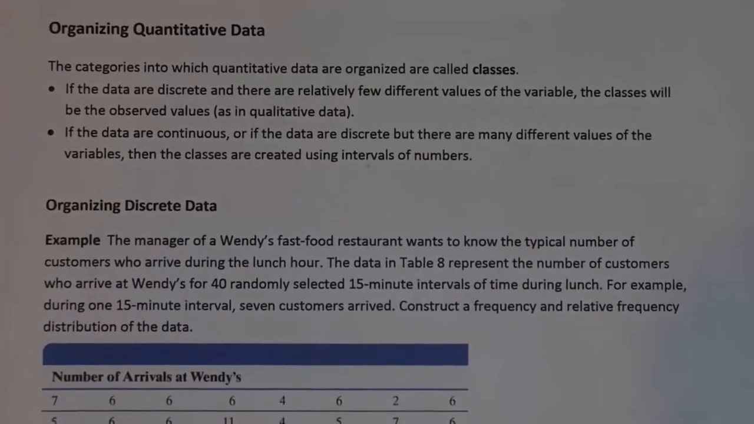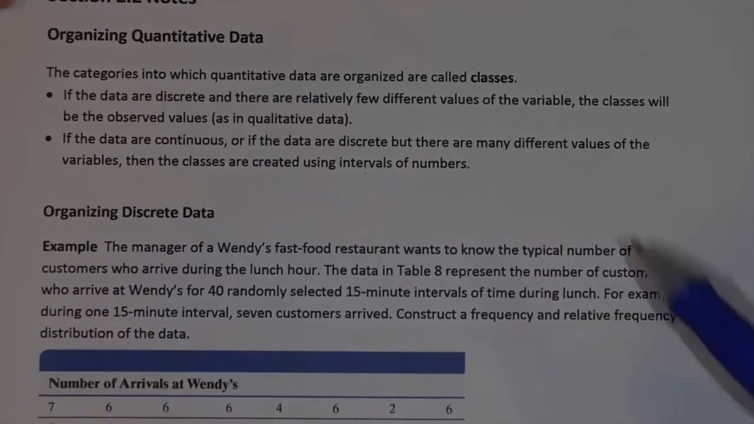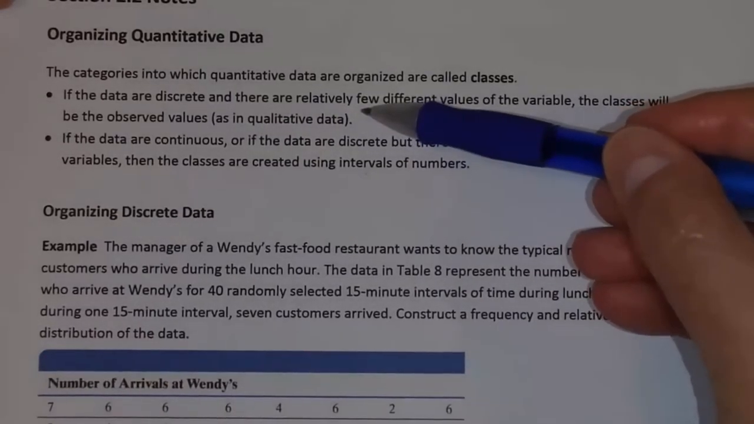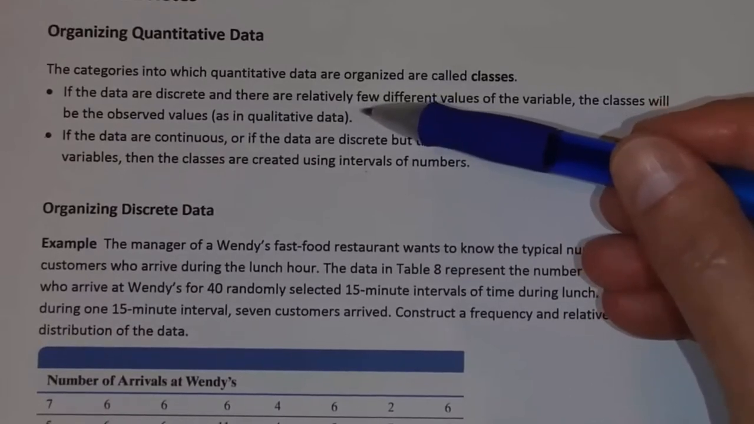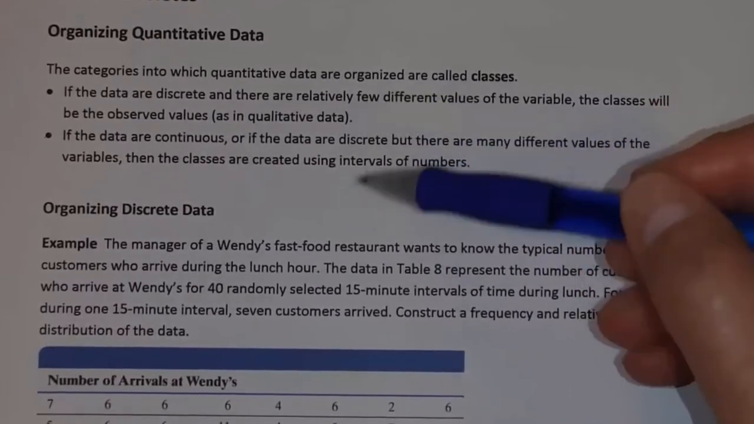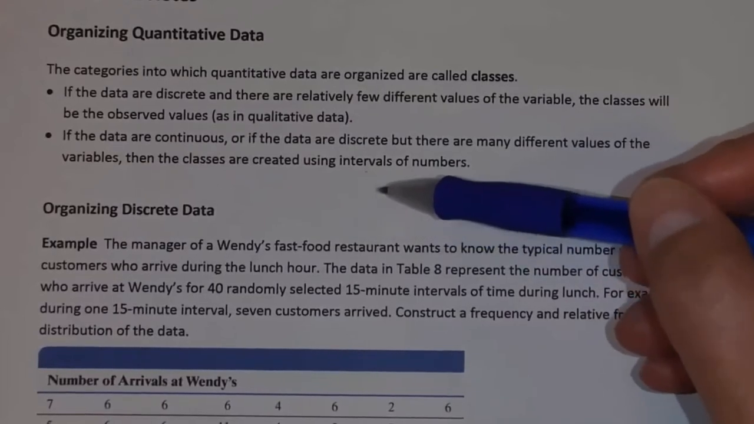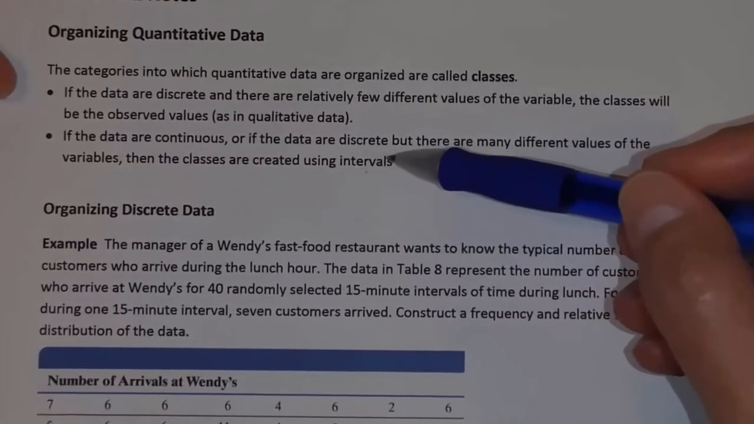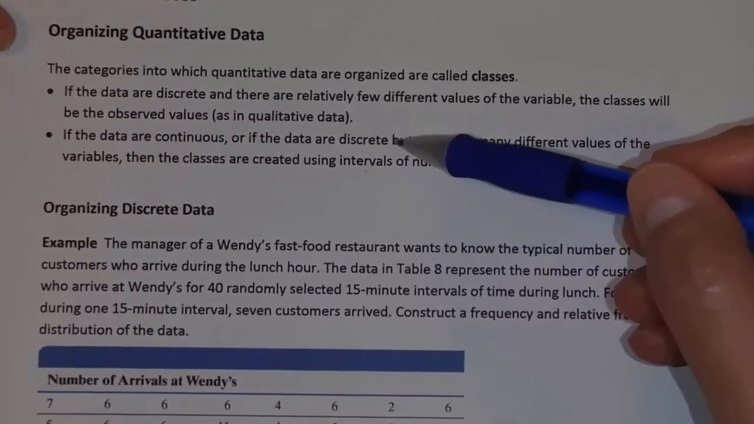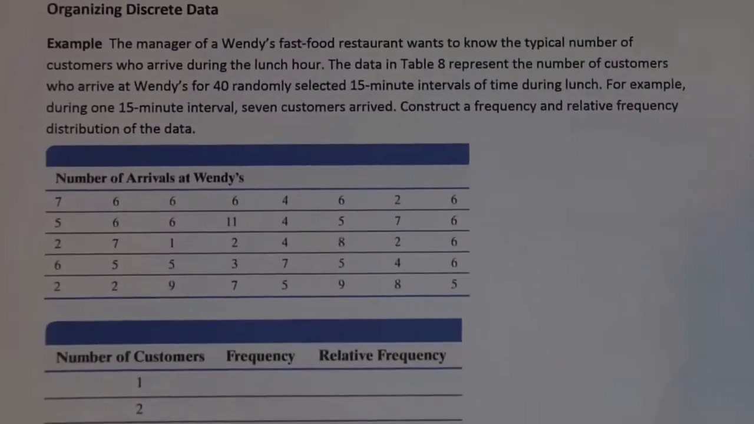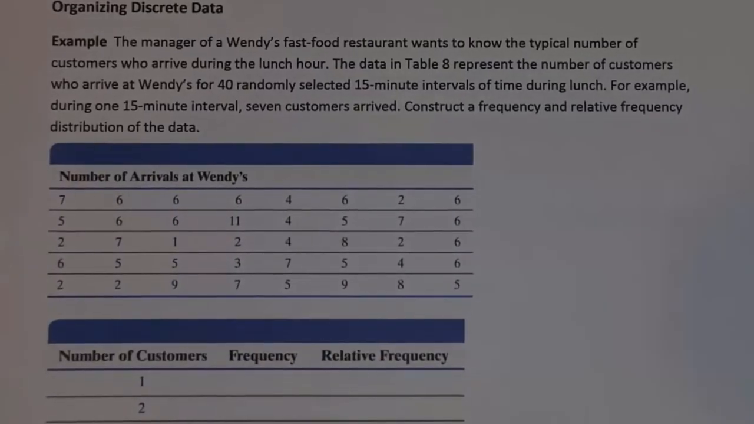So the first example that we're going to look at is like bullet A. We have discrete data and we have a relatively small number of possible values. So I'm going to do that relatively quickly here, and then we're going to get to what we'll do most of the time, which is we'll have to look at intervals of values for our classes. So, organizing discrete data, example.